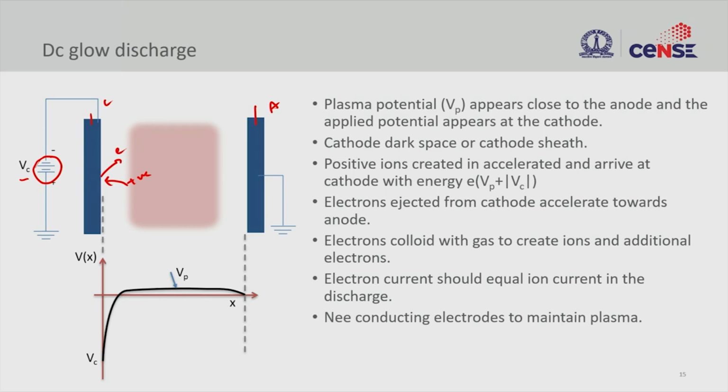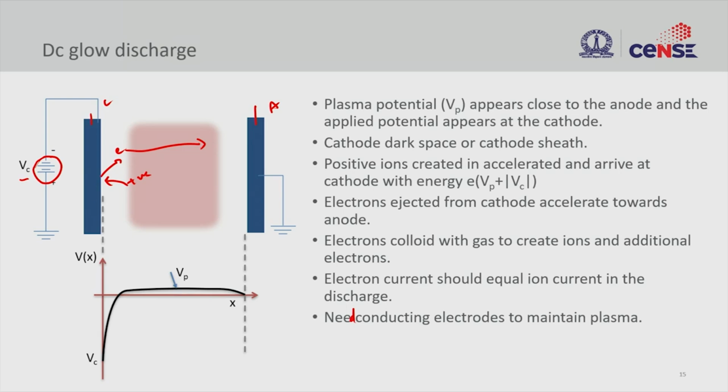When the electrons come out, they will be repelled by the cathode and accelerate towards the anode, right? And during their motion towards the anode, they are going to encounter other molecules, and they will collide with those molecules. This collision is what creates dissociation, ionization, and also additional electrons, right? In order to make this happen, you need both electrodes to be conducting, right? That is again an important property.